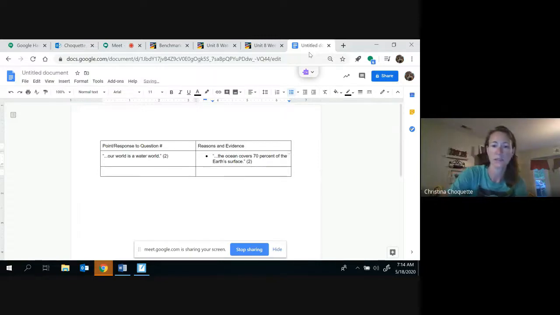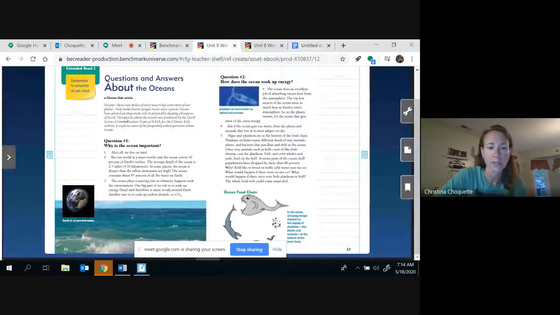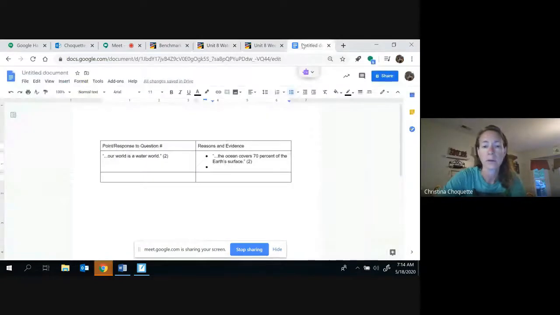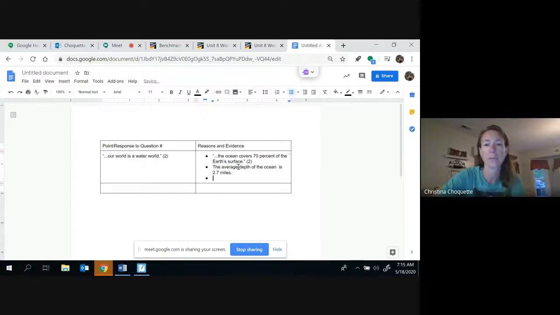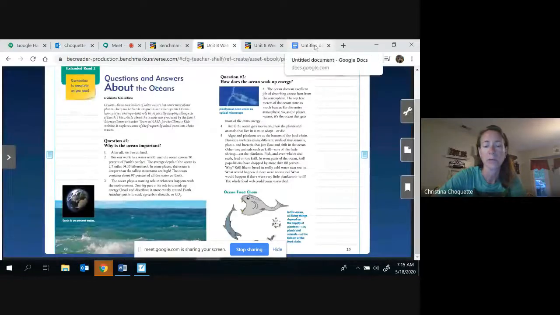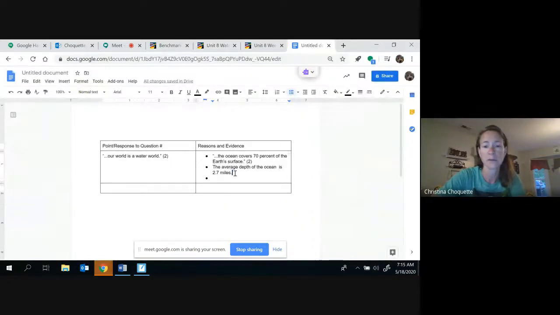Of course it is, and I can put another bullet in there. You can also say the average depth is 2.7 miles. The average depth, I can add in the detail of the ocean, is 2.7 miles. I paraphrased that a little bit, so I didn't put it in quotation marks. But even though I paraphrased it, I can still tell you what paragraph it came from. All right.